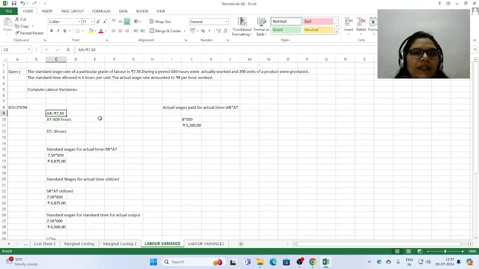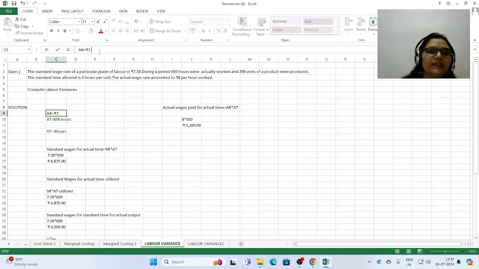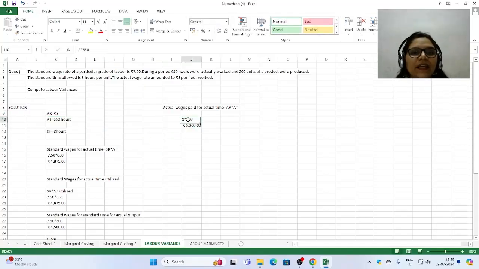No, actual rate is actually 8. Sorry, there is a certain mistake. It is 8. So actual rate is 8. 8 into actual time is 650 hours. So 8 into 650 will give you 5200.